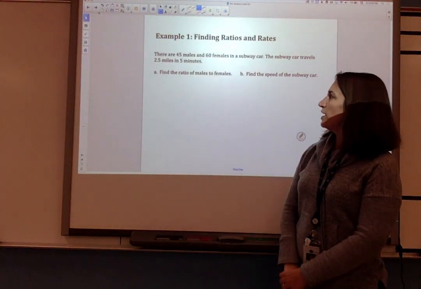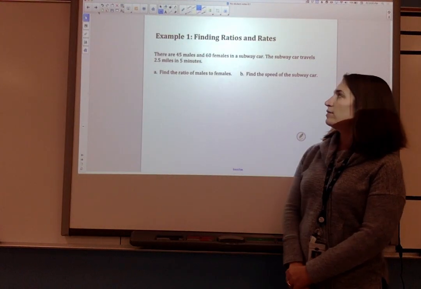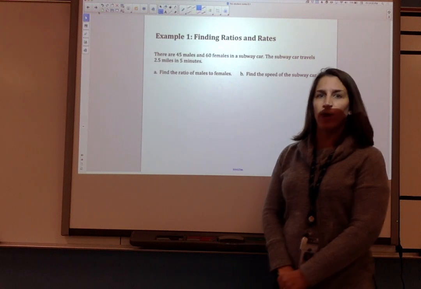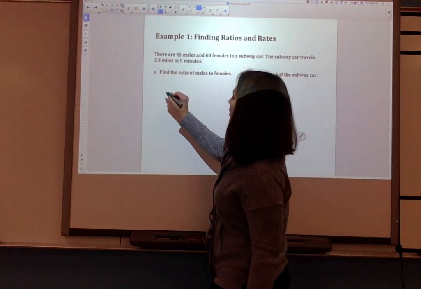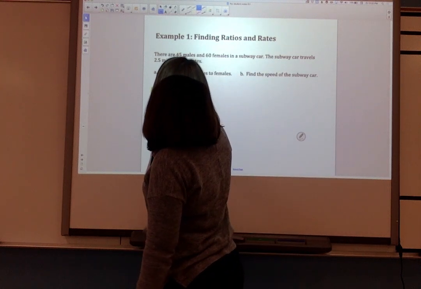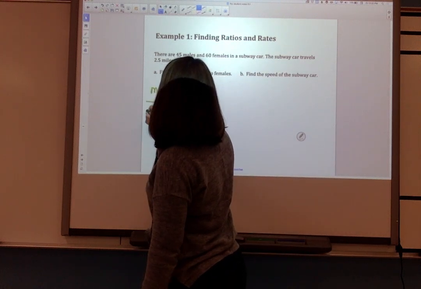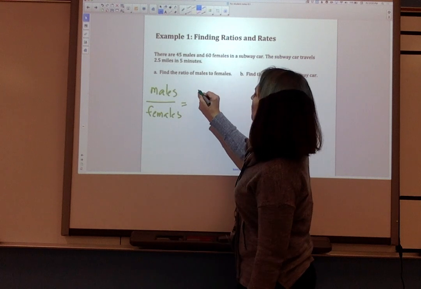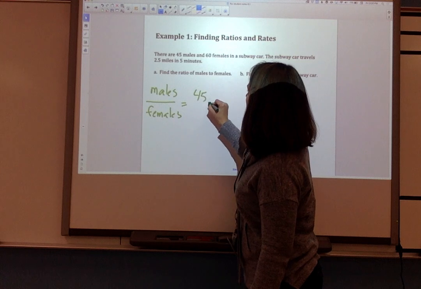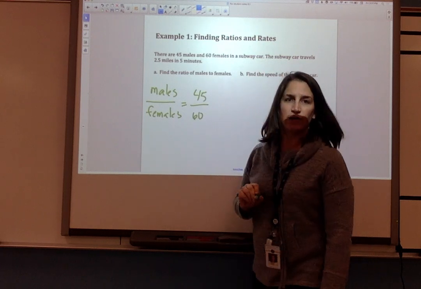So here we have this situation that there are 45 males and 60 females in a subway car. We need to find the ratio of males to females. So we're going to start by saying males over females. And we see that there are 45 males and 60 females.